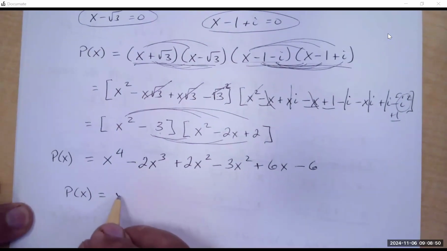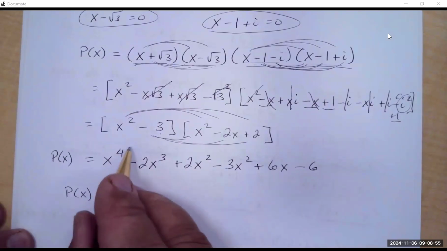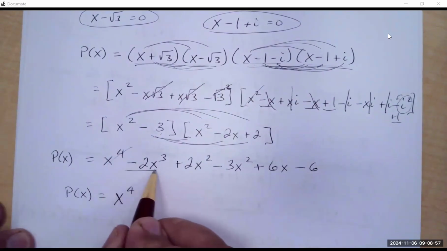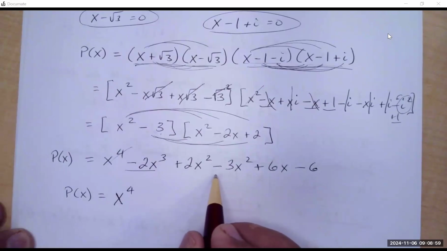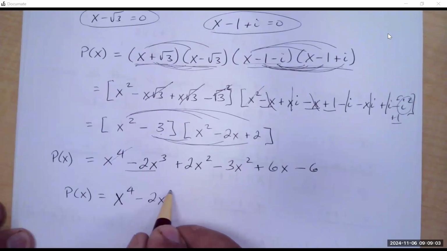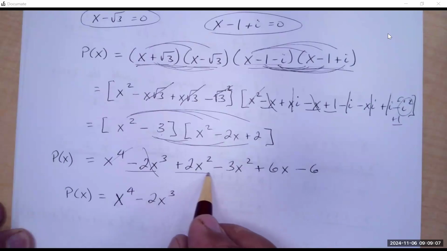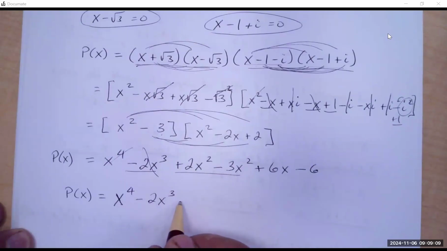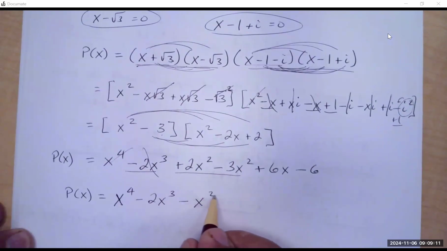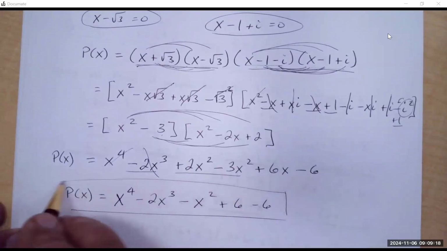Combine like terms. It's always the same process. We have x to the fourth. We have negative 2x cubed. Positive 2x squared minus 3x squared is negative 1x squared. Plus 6 minus 6. And there's our polynomial.